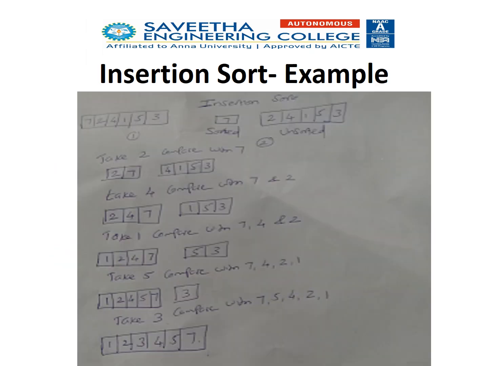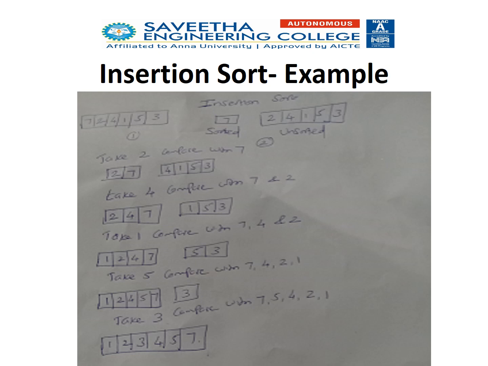So in this example, 7, 2, 4, 1, 5, 3. We take the first element and consider it as sorted. 7 is sorted. The remaining elements 2, 4, 1, 5 are unsorted. Next, we take the first element from the unsorted array, 2. It is compared with the sorted element. 2 and 7 are compared and arranged in sorted manner, 2 and 7. Next, we have 4, 1, 5, 3 in the unsorted list. Next, 4 is taken. It is compared with 7 and 2, and arranged in the sorted order 2, 4, 7.